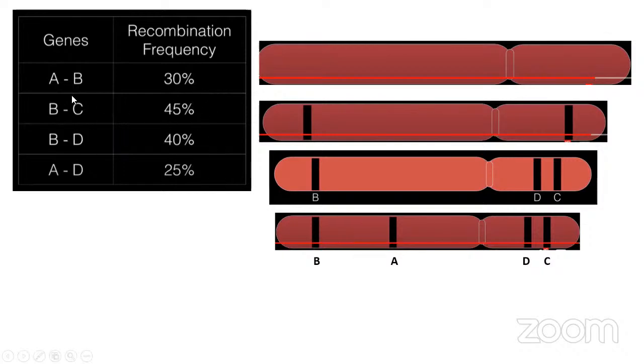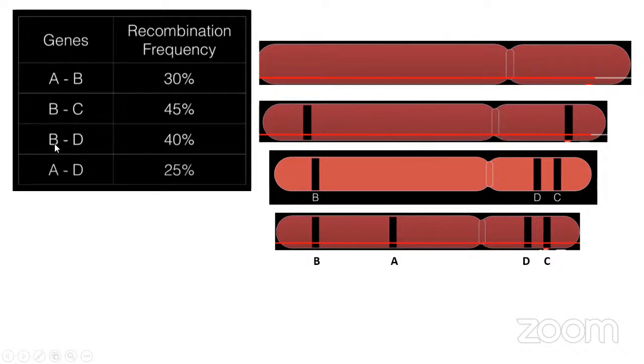So you will start with B and C. You will draw B and C. The maximum distance between them will be 45 centimorgan. So this might be the distance between B and C. Now you need to find out the location of A and D genes. Okay. So then you look for the next.